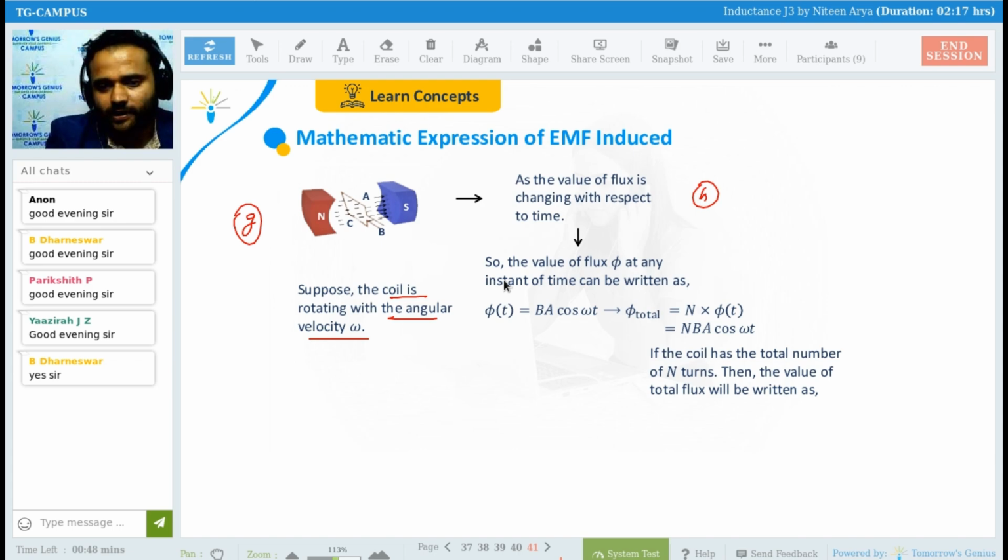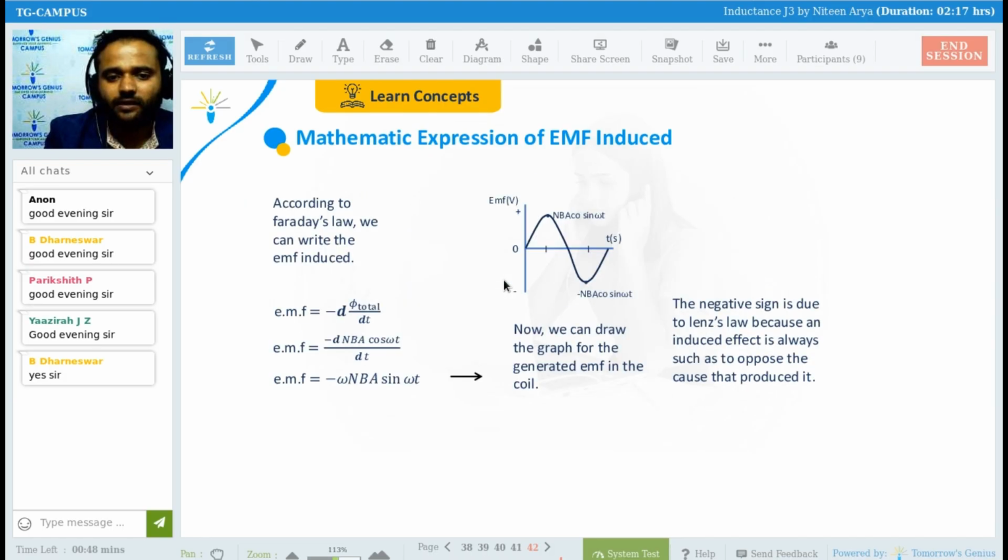So phi equals BA cos omega t. If the coil has a total number of turns N, then the value of total flux will be written as phi total equals N BA cos omega t. EMF equals minus d phi by dt, which is NBA d by dt of cos omega t, so EMF equals NBA omega sin omega t. Okay, is this clear?